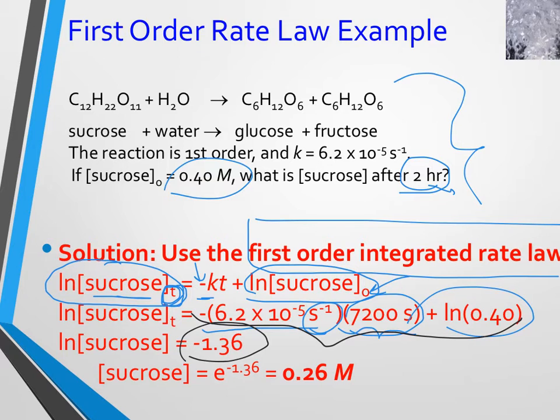Now, in case you don't remember how to get rid of a natural log, what you do is you raise both sides of the equation up to e. So it'd be e raised to the natural log of sucrose. E obliterates the natural log, so now you just have concentration of sucrose on the left side. And then e raised to the minus 1.36.